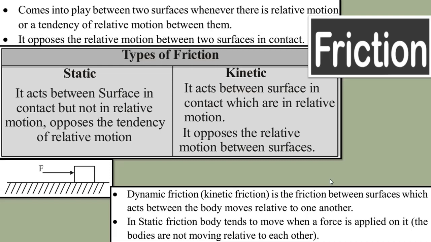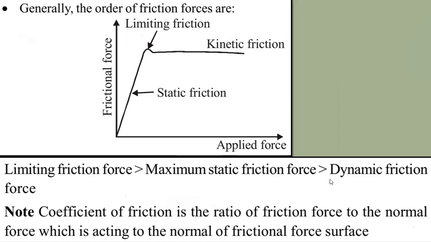So dynamic friction is kinetic friction. It is the friction between surfaces which acts when the bodies move relative to each other. And static friction: the body tends to move when force is applied on it, but the bodies are not moving relative to each other. Then generally the order of friction forces, so this is applied force.